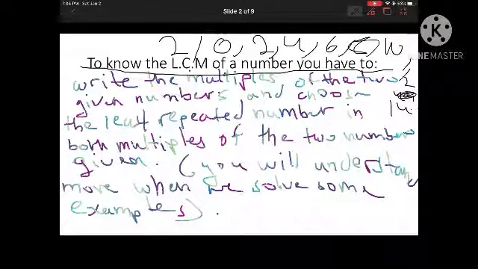Now, write the multiples of the two given numbers. We can find the LCM of two or more given numbers, okay? It is the least repeated number in both multiples of the two numbers given. We circle or deduce the least repeated number in the multiples of both numbers, and that is the LCM. Then you will understand more when we solve some examples.